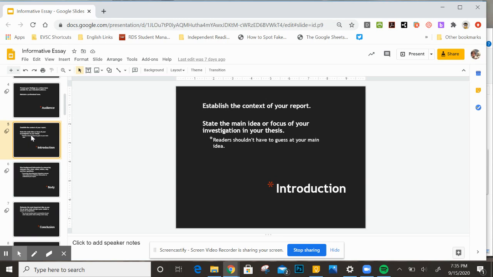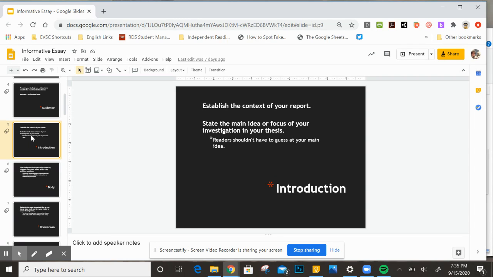Now, the informative paper is rather narrow and it's objective, but when we talk about some of our other ones, like our causal analysis, rhetorical analysis, or our persuasive papers, we also want to give our position too, right? Like, where are we coming from? The audience should never be guessing. For the informative paper, we want to state the main idea.